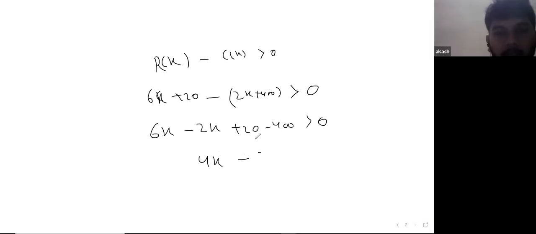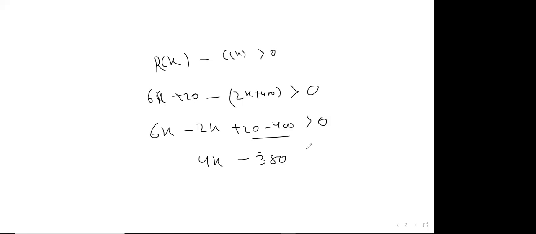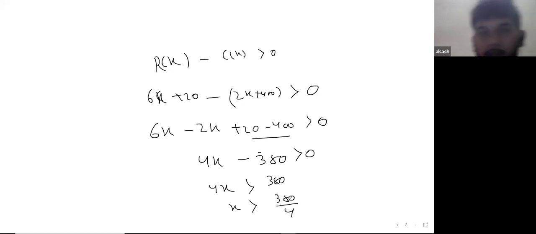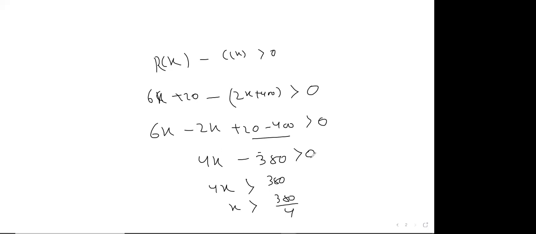4x minus 400. Are you sure? This is 20 minus 400, right? So this is 380. Yes, sir. Is greater than 0. So 4x is greater than 380. x is greater than 380 upon 4. Anybody has any doubts? Sir, then x is greater than 95.